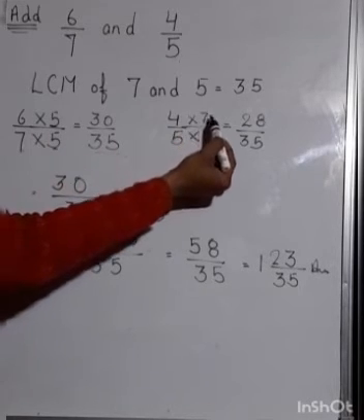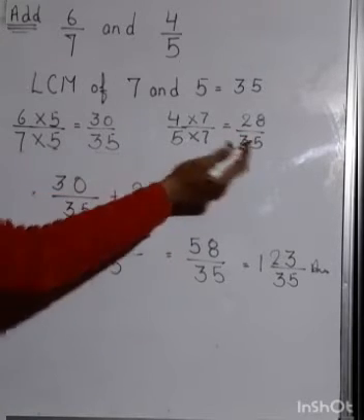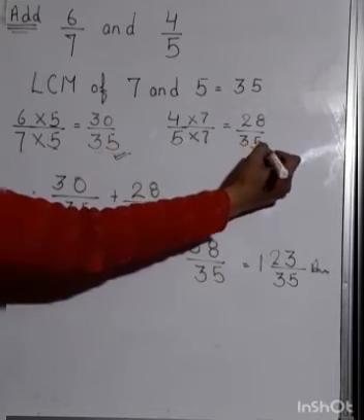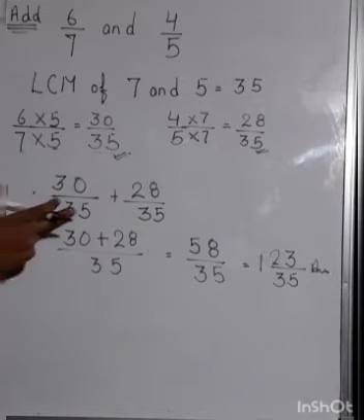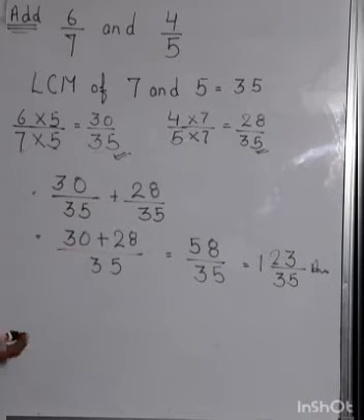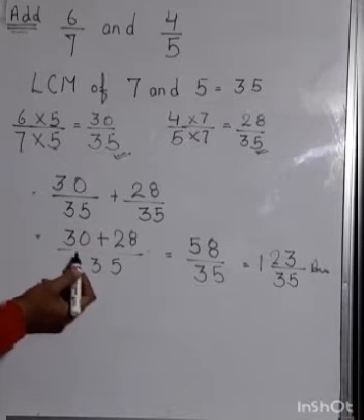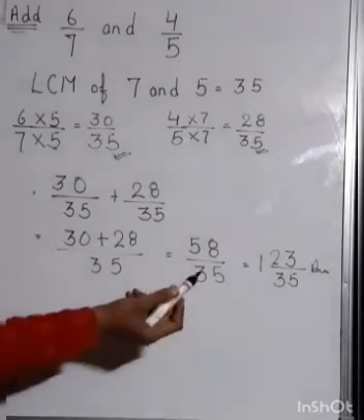And here I have multiplied both the numerator and denominator by 7. So I got 28 upon 35. Now these two fractions, 30 upon 35 and 28 upon 35, are like fractions. So it's very simple to add them. So I have written 30 upon 35 plus 28 upon 35. Okay, as the denominators are the same, I have written 35, and this is 30 plus 28. That will be 58 upon 35.